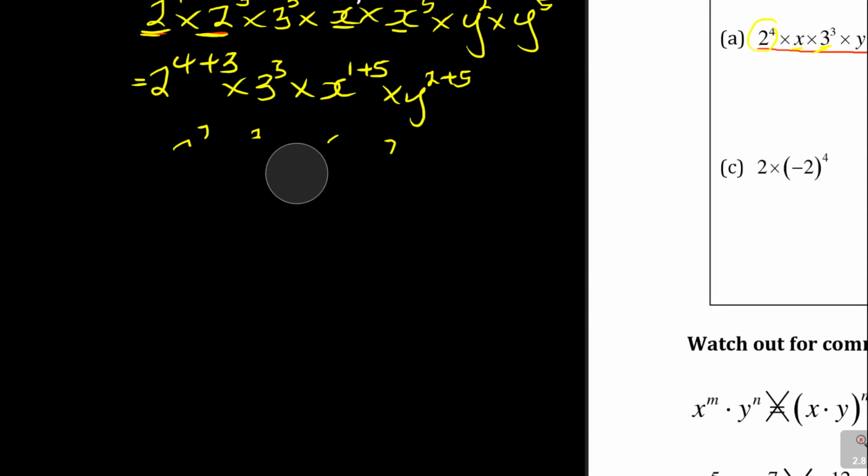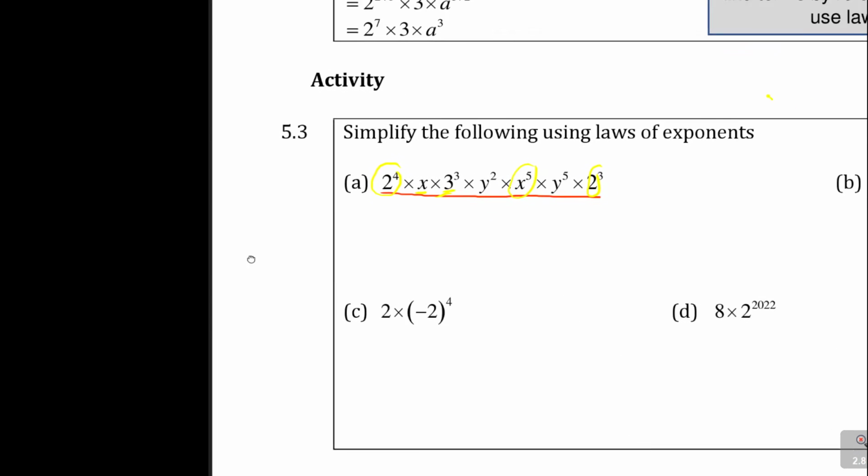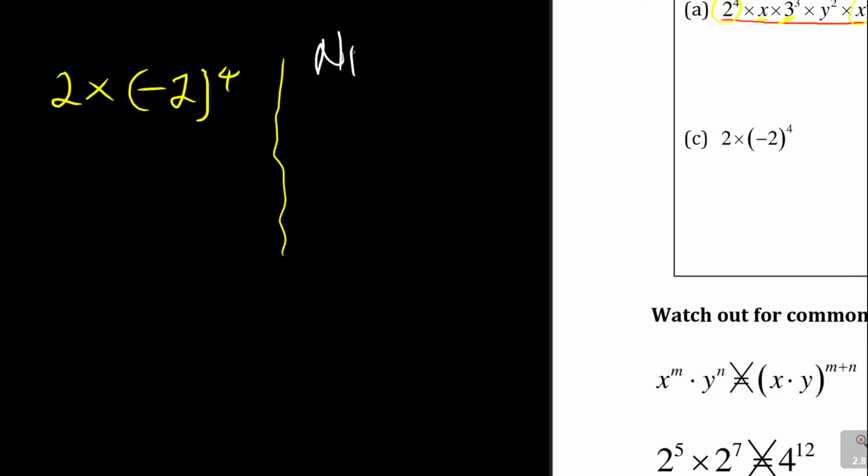Let me erase this part. Look at this question. It says simplify the following exponents, and I guess they didn't want you to use a calculator here. They are saying 2 to the power 2 times bracket negative 2 to the power of 4. Now I just want to lay a little bit of foundation here, very important. I'll say NB.